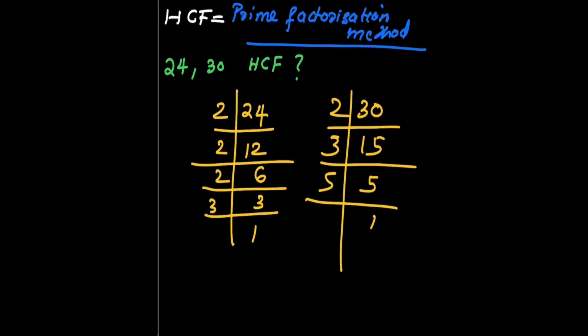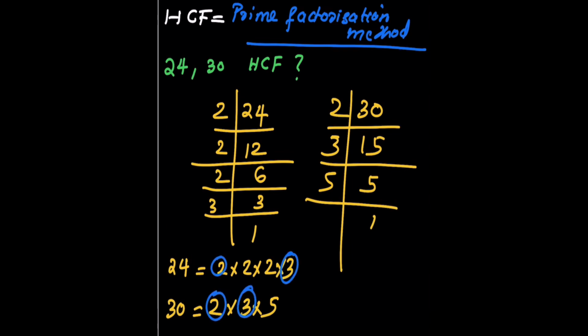So the prime factor product of 24 is 2 into 2 into 2 into 3, and for 30 it is 2 into 3 into 5. In this, which are the common factors? 2 and 3. The next step is to multiply the common prime factors, not common factors, common prime factors. That is 2 into 3 equals 6. So the HCF of 24 and 30 is 6.